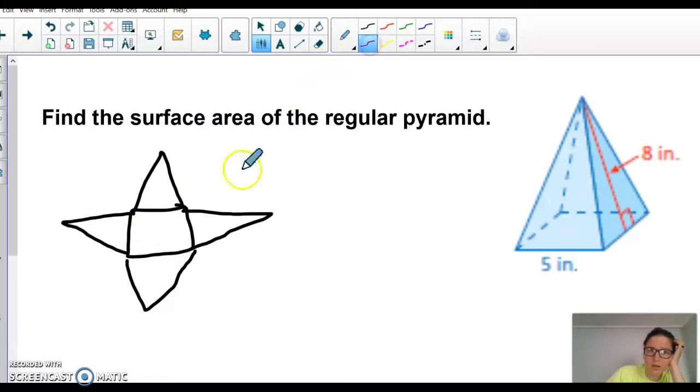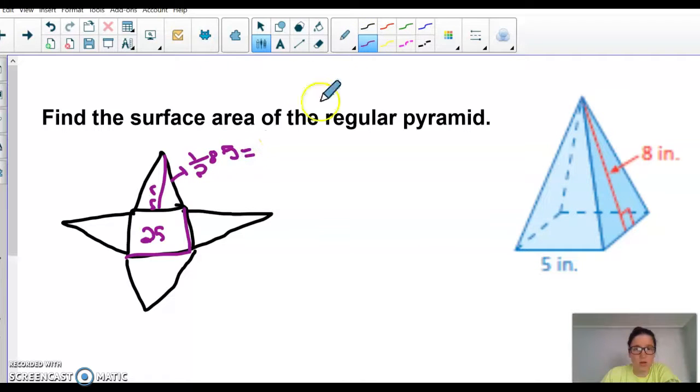And then you're going to find the area of all of these shapes. It's kind of like what we did last week. It's the area of all the surfaces you can see. So the bottom is going to be 5 times 5. So that's 25. And then the back has a height of 8, a base of 5. So that will be half of, because it's a triangle, 8 times 5. So that is 20.